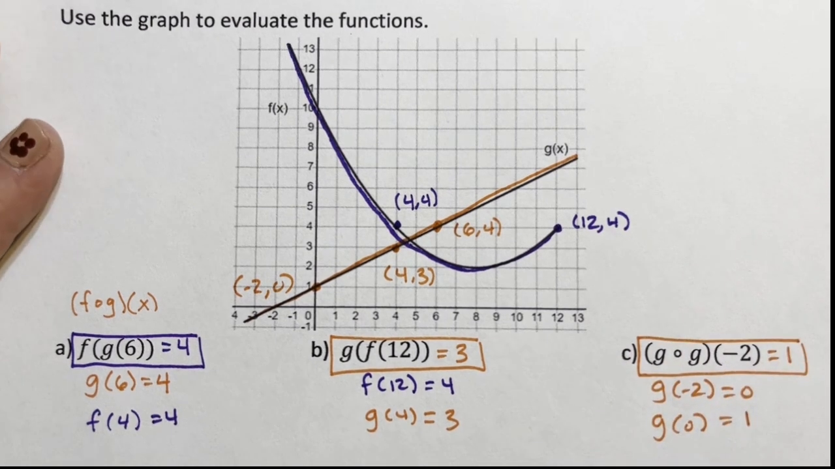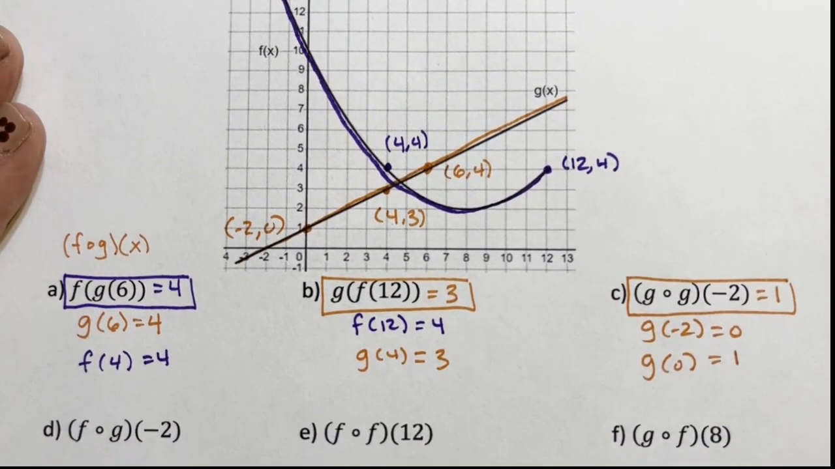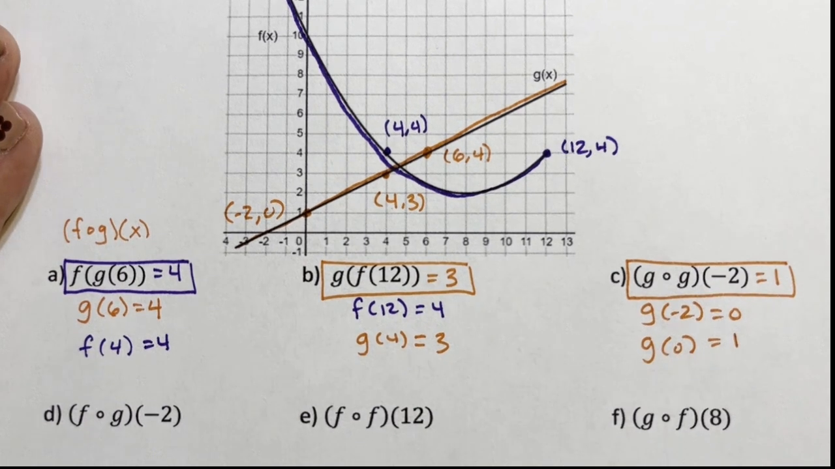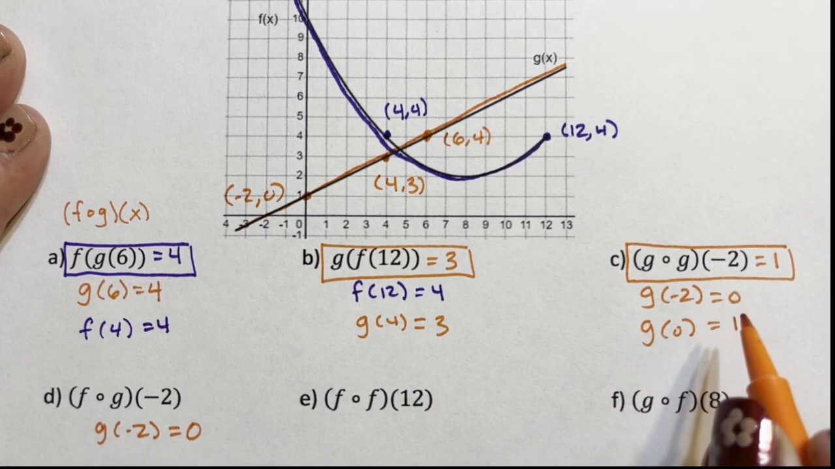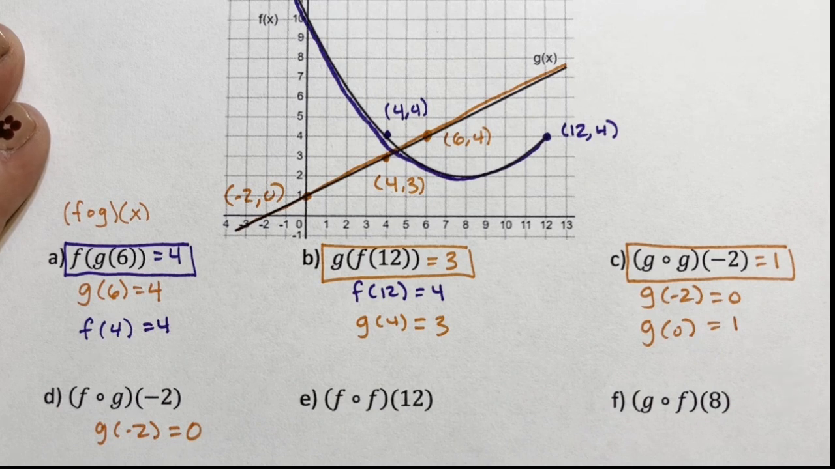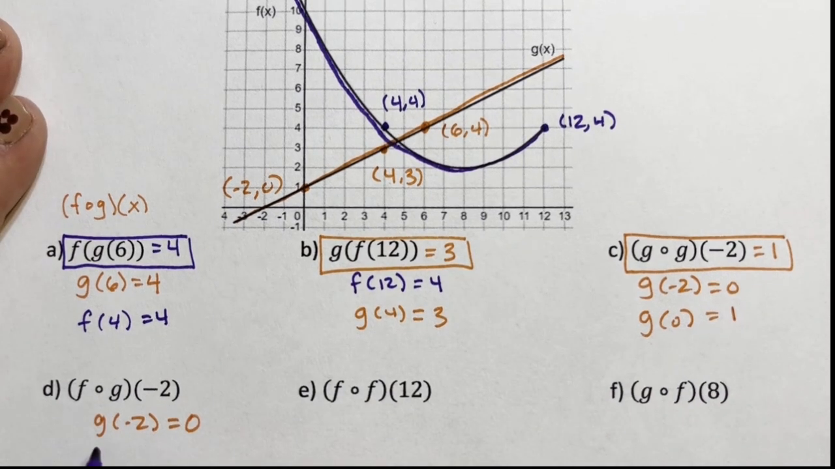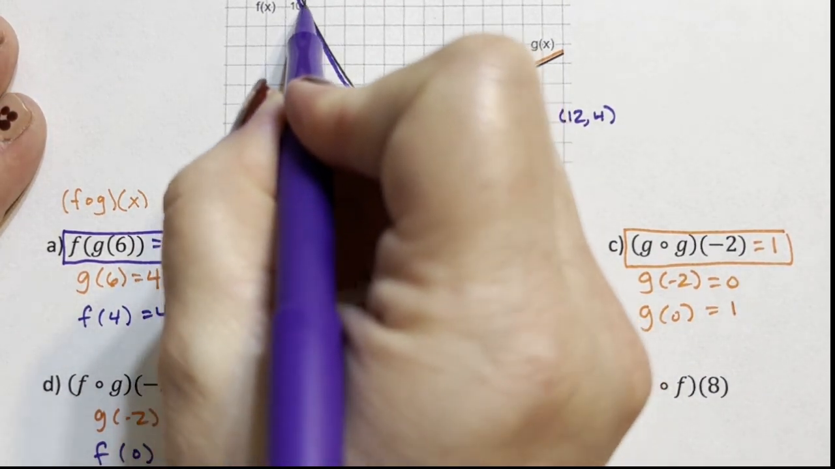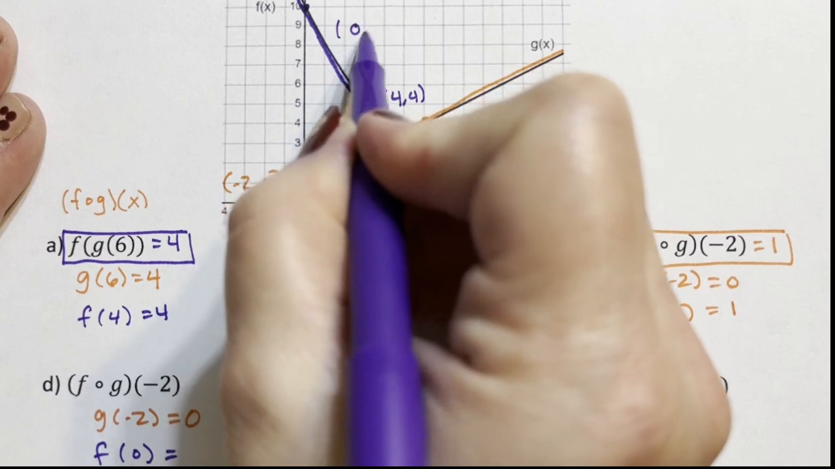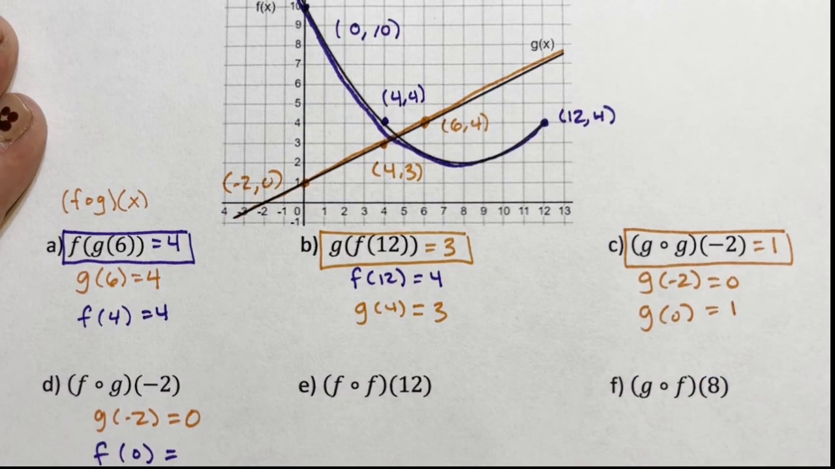But we're not quite done yet. We have a few more to do. So next we have f of g of negative 2. Well, we just figured out that g of negative 2 was 0. That we have right here. So next we want to figure out what f of 0 is. Well, f of 0, all the way up here at (0, 10). So this is equal to 10.